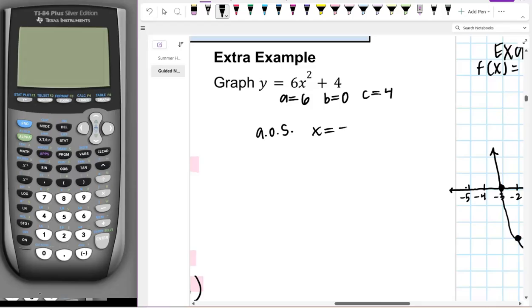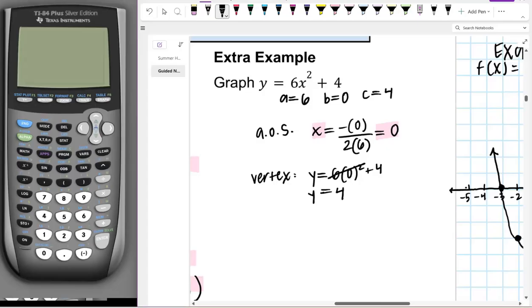So when we go to find our axis of symmetry, it's going to be x equals -b over 2a, so -0 over 2 times 6. 0 divided by anything will always give us 0. So our axis of symmetry is x equals 0 this time. Plugging that in for the vertex is going to give us y equals 6 times 0 squared plus 4. Again, 0 times anything is going to be 0. So that first term is going to cancel out and we'll be left with just 4. Meaning that our vertex is going to be the point 0, 4.